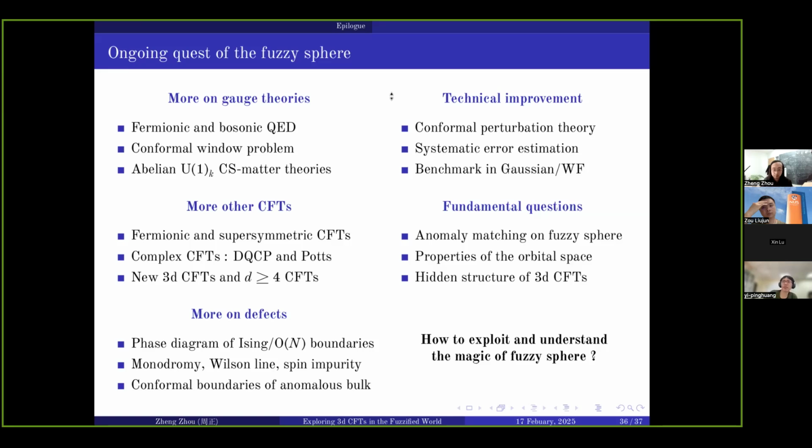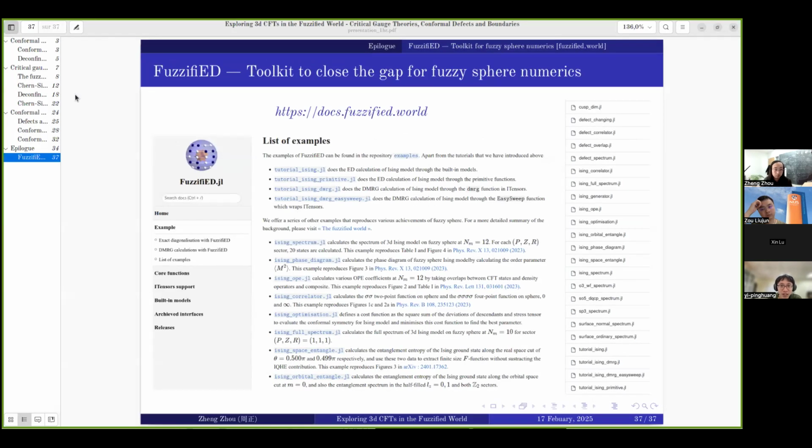Yeah, but I just think it might be very interesting to explore the potential possibility of this fuzzy sphere approach beyond the framework of conformal theory. But maybe it is not yet really explored. Yeah, thanks.